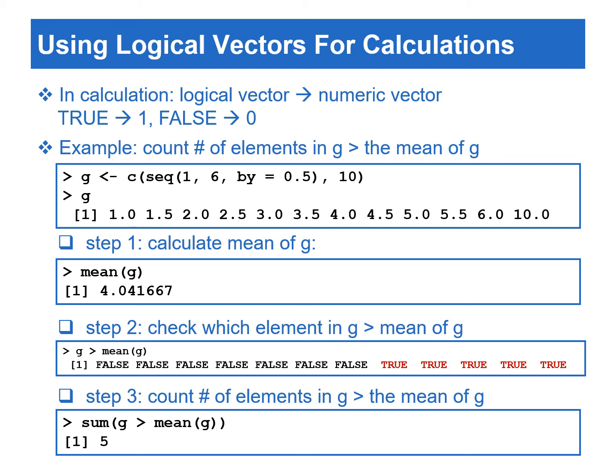First, the mean function returns the mean of vector g. In the second step, when we compare g with the mean of g, it returns a logical vector with a length equal to the length of g. The TRUE value indicates the current element is greater than its mean. In the final step, we use the sum function to count the number of elements in g that are greater than the mean of g. During the calculation, since the TRUE value becomes 1 and FALSE becomes 0, the sum function results in 5.